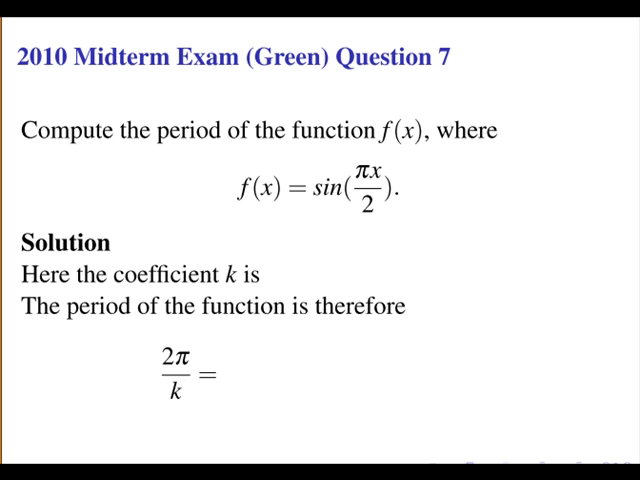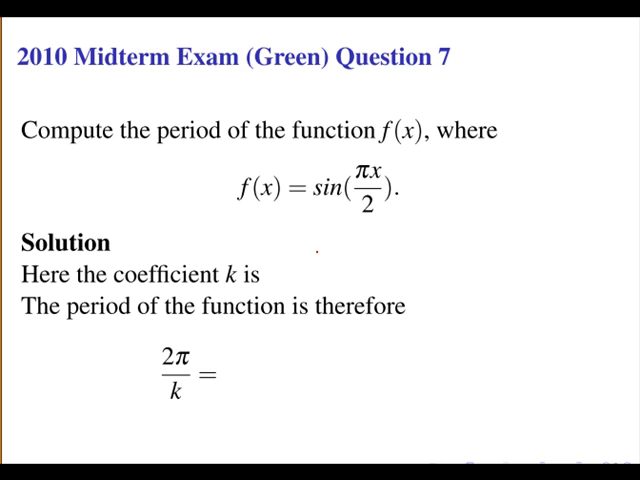Now we're going to look at some examples from the midterm exam papers. This came up in the green paper in 2010, and it was question 7. Compute the period of the function f of x, where f of x equals the sine of pi x divided by 2. So first off, let's just identify what k is.